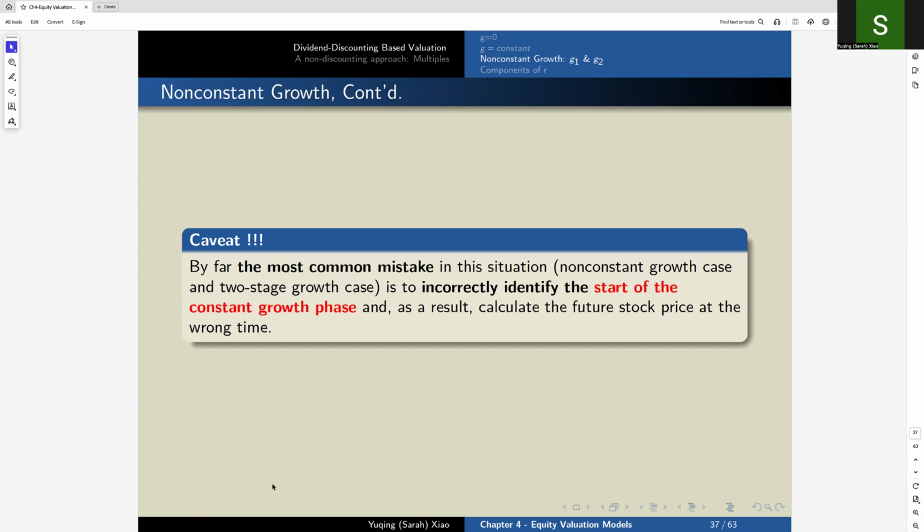Here's a very important warning. The most common mistake in these models is misplacing the transition to constant growth. You must be clear on when the constant growth begins, because that's when you calculate the terminal value. If you put that value 1 year too early or too late, your entire value will be off. So always double check your timeline and make sure you know exactly which dividend marks the start of the steady growth phase.